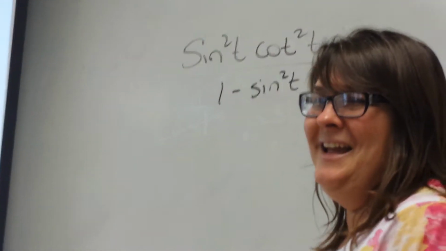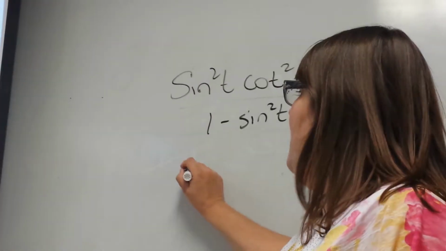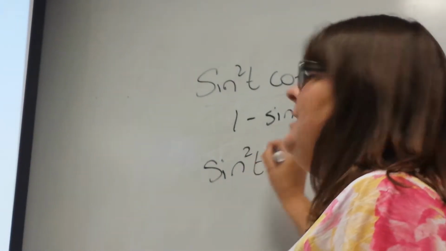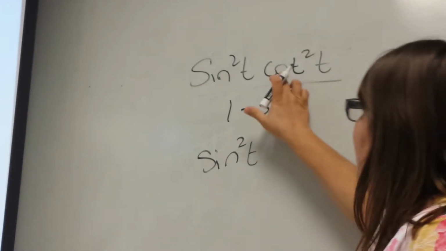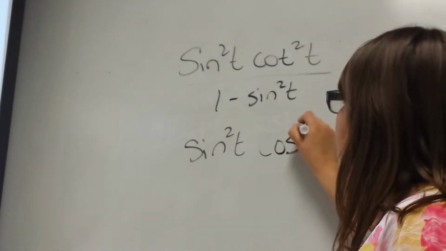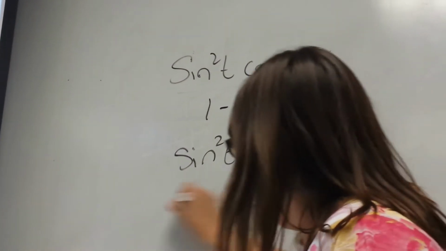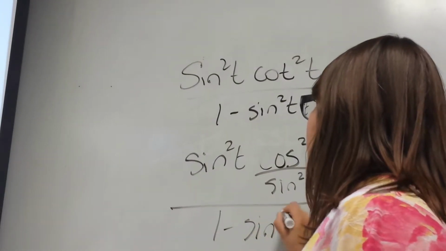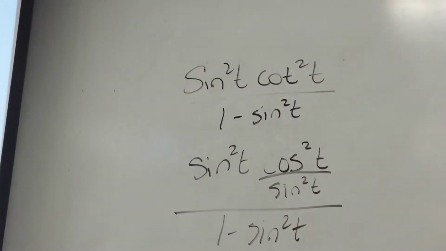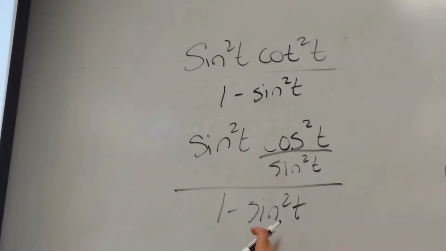I switched the cotangent into cosine over sine. Okay, so you said sine is good. I'm going to leave it as is for a moment, and I'm going to take the cotan and make it cosine squared over sine squared, over 1 minus sine squared. Is that what it looks like? Beautiful. Tell me what else. The 1 minus sine squared on the bottom is cosine squared.